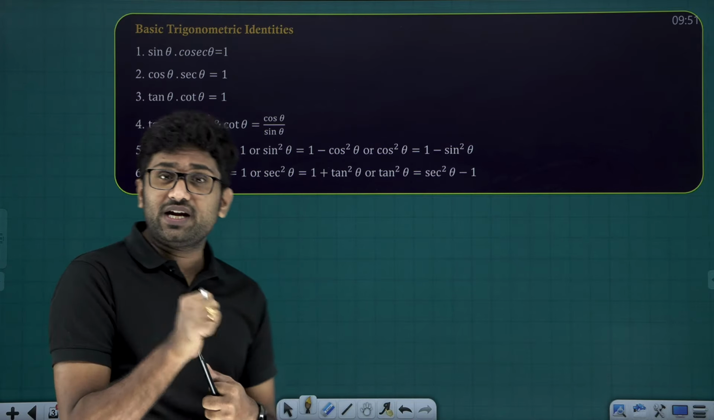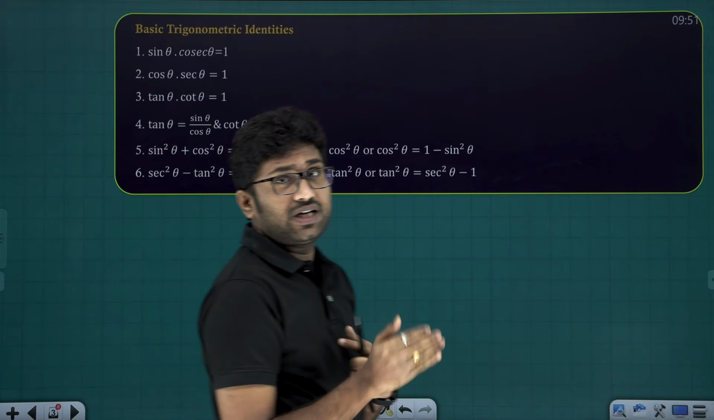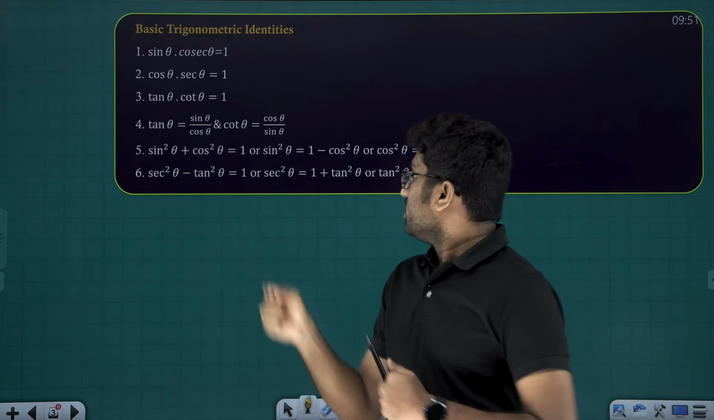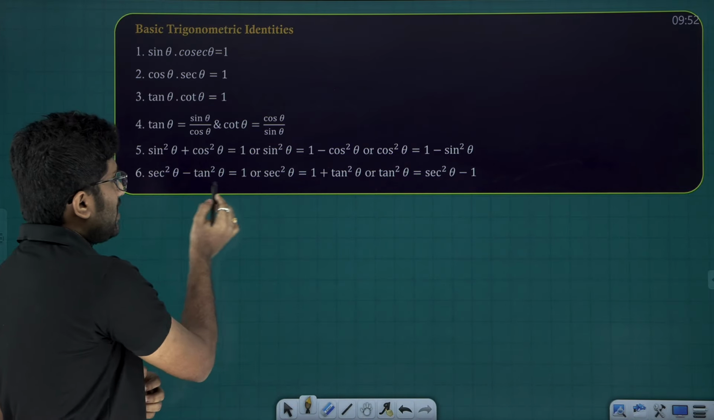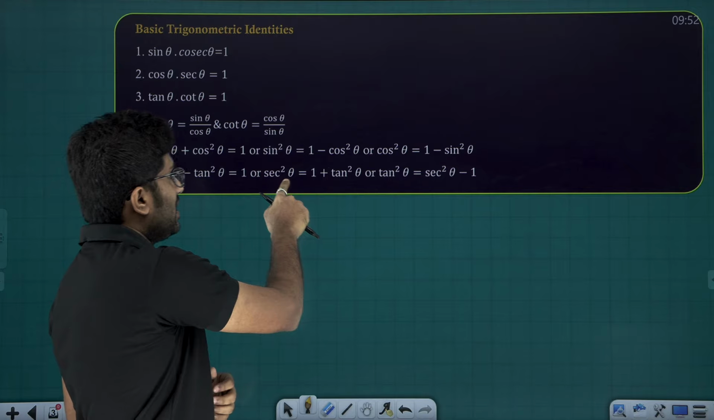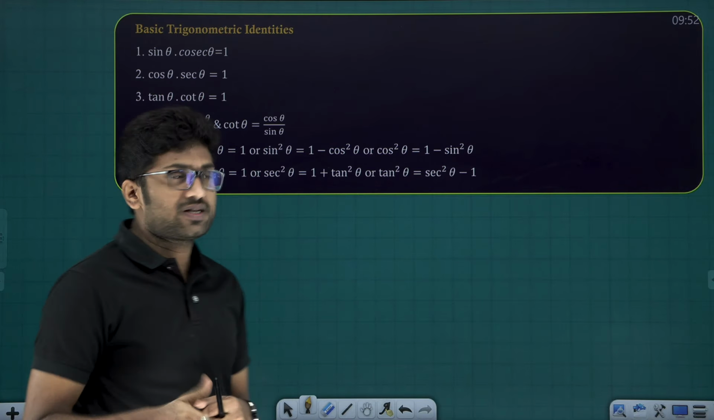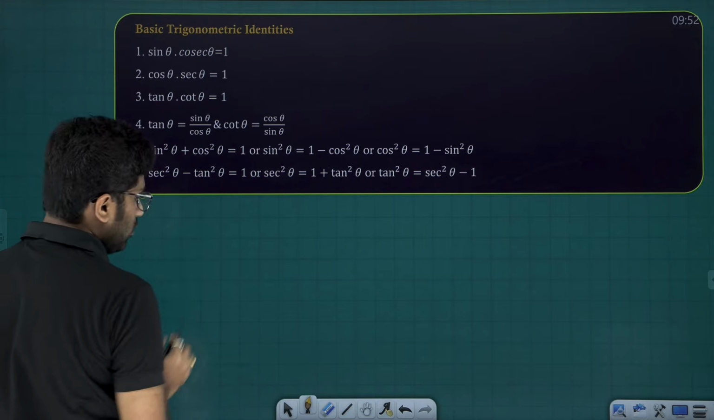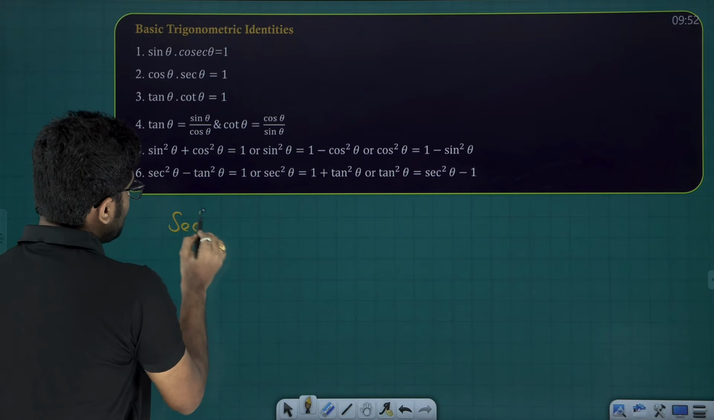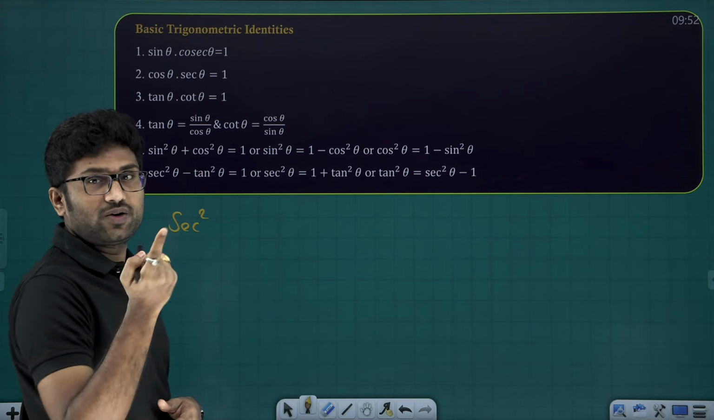And the 3 trigonometric identities that we have are sin square theta plus cos square theta is 1, secant square theta minus tan square theta is 1. From secant square minus tan square is 1, we can express it as secant square is equal to 1 plus tan square, or tan square is equal to secant square minus 1. So one more important identity is secant square minus tan square equals 1.